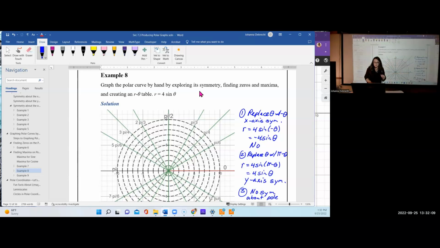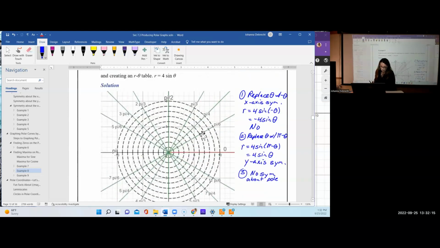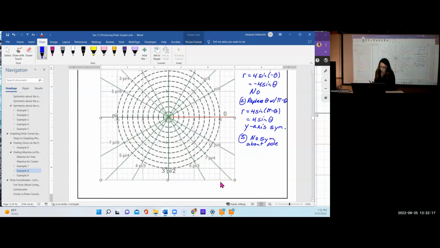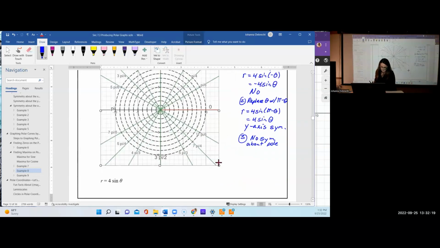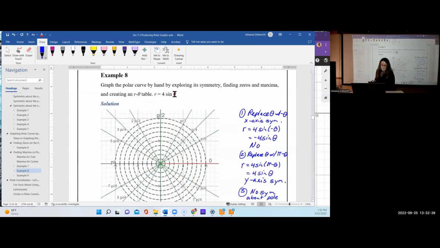Zeros, where would I find zeros? When would it come around and hit the pole? So let me shrink this up just a little bit here. I'm going to move that down. All right, so when would it hit the pole? What is the largest possible value for, or that's maxima? When would it hit 0? When would this be 0?